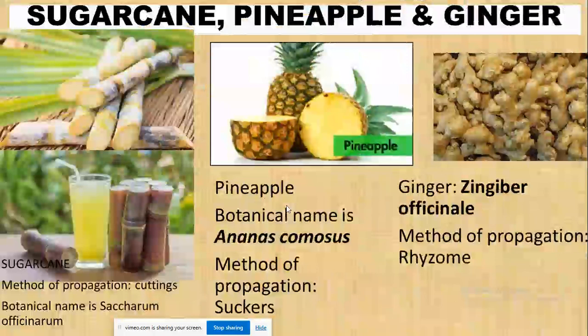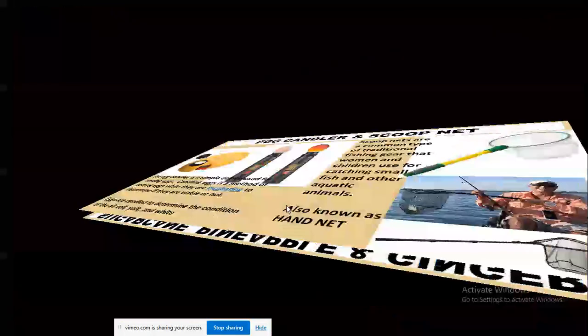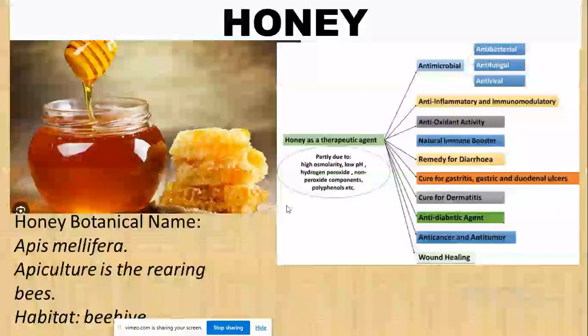Then, as you can see, let's move forward. Okay, this is honey. Yes, honey. This is honey. So honey is very sweet.